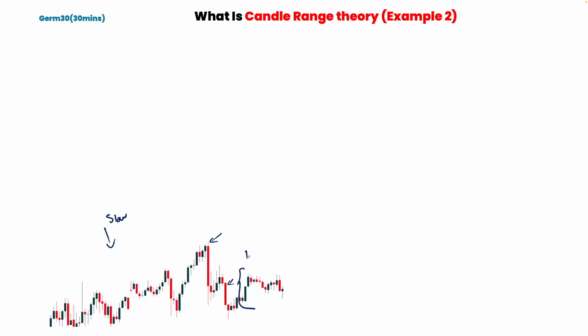We have an impulse. This is an impulse. And then we have the correction here. And then price broke this low. And then we have the CRT high.